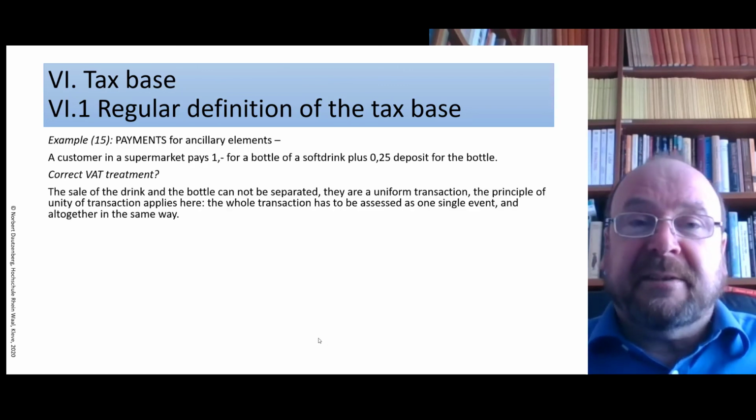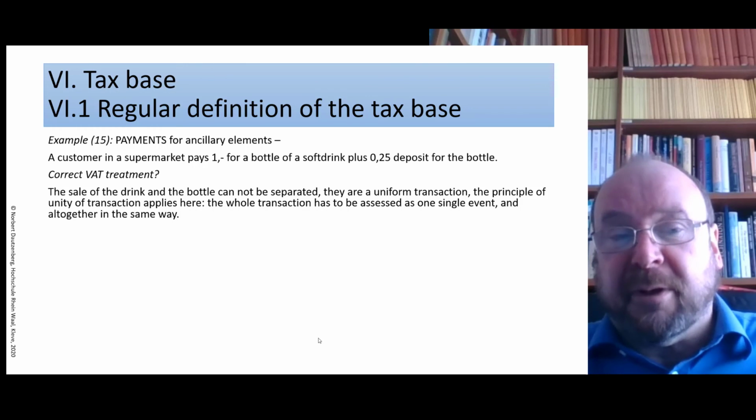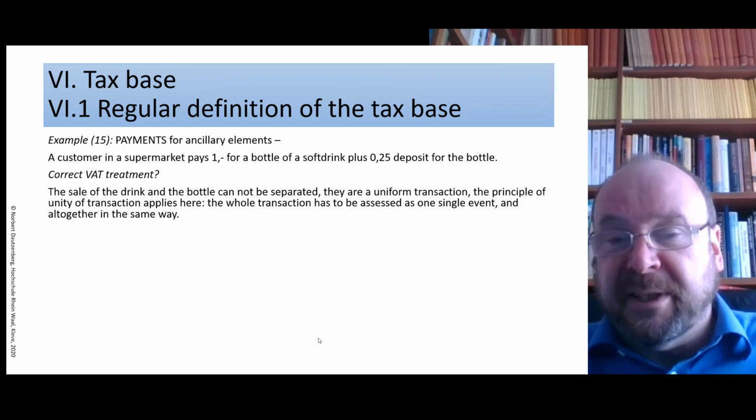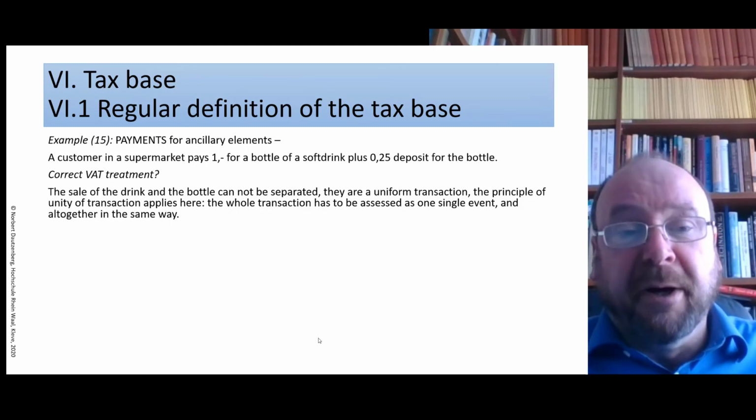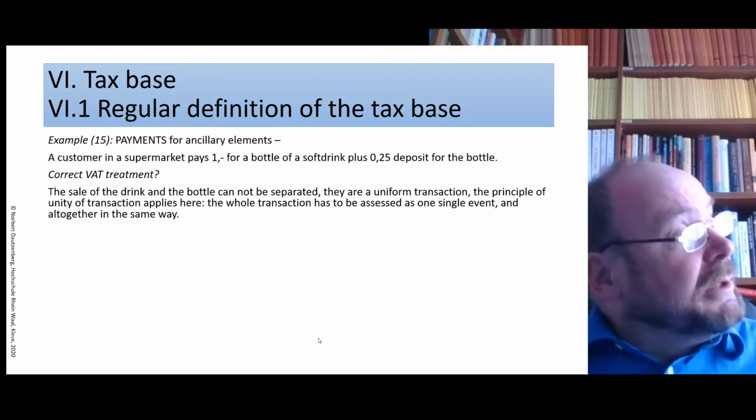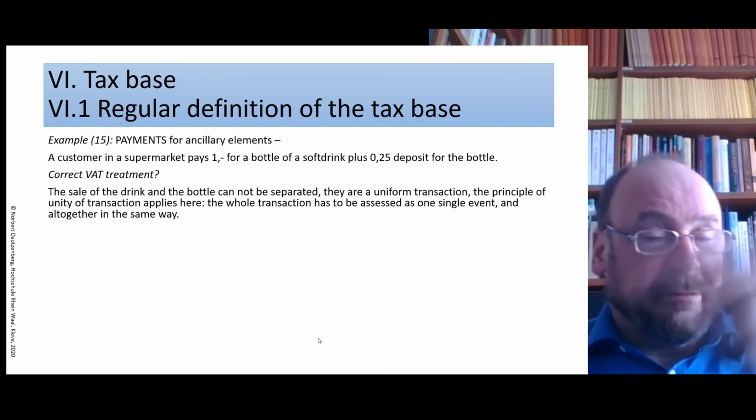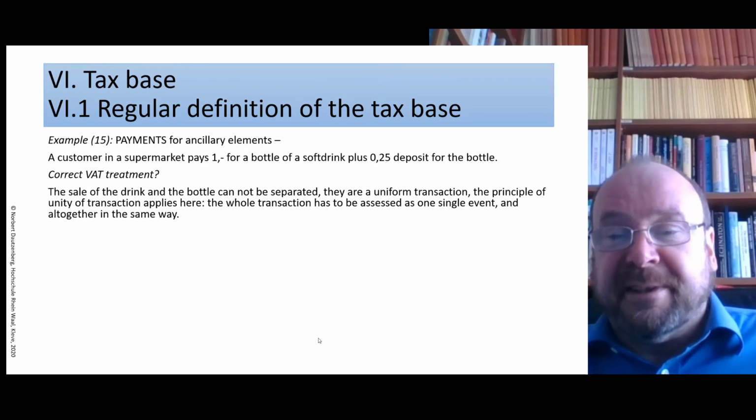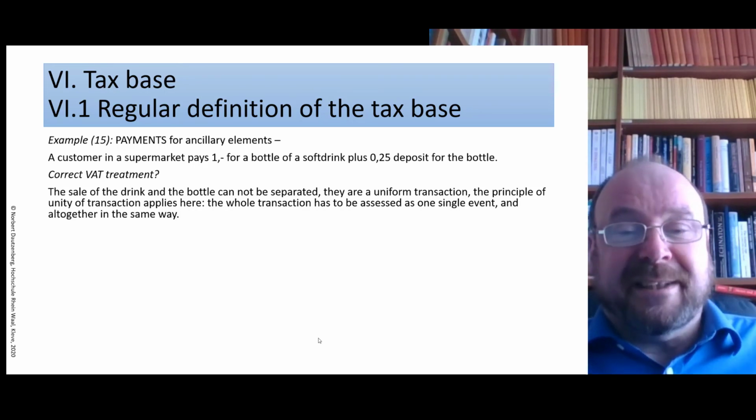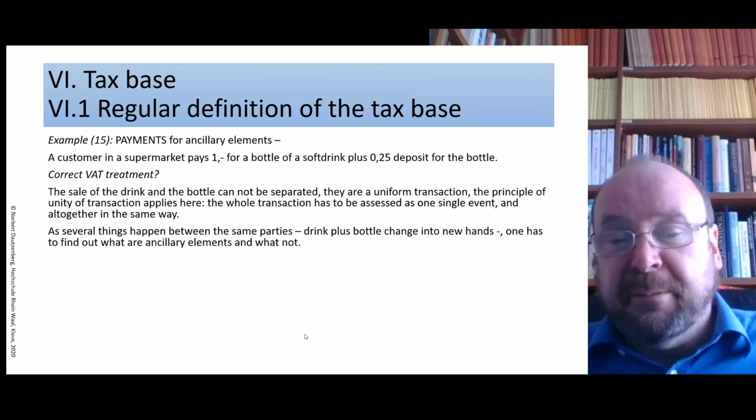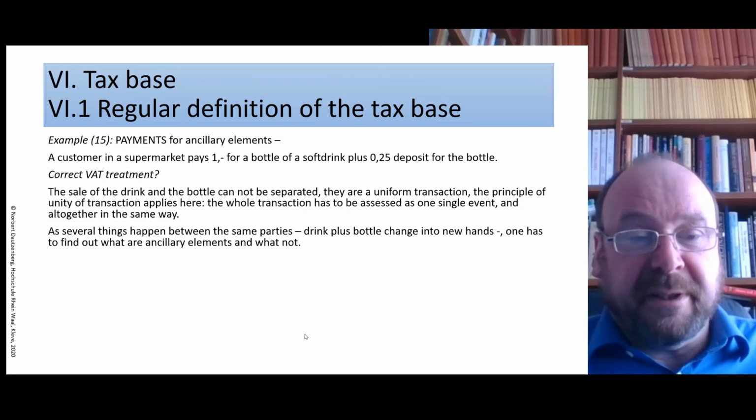Now, under the VAT perspective, it's clear that the sale of the bottle and of the drink cannot be separated. It's really impossible from the view of an average consumer that you go to Aldi and say, I want to buy this Coke here, but not in your bottle, but in the bottle of Lidl. That's impossible, so it's a uniform transaction, and the whole transaction has to be assessed as one single event. Only one thing happens, and ancillary elements have to be crossed out and eliminated, to be ignored completely.